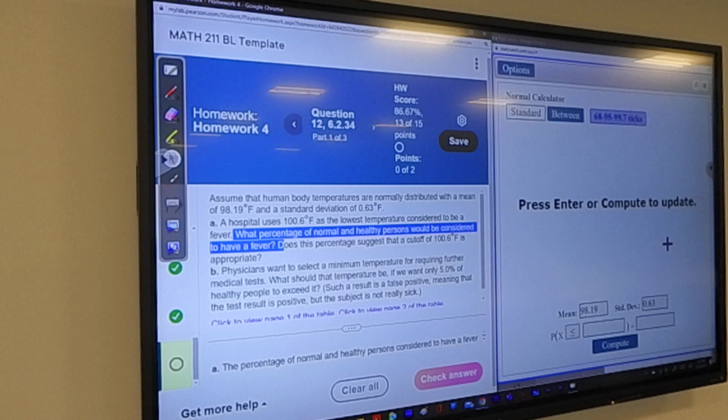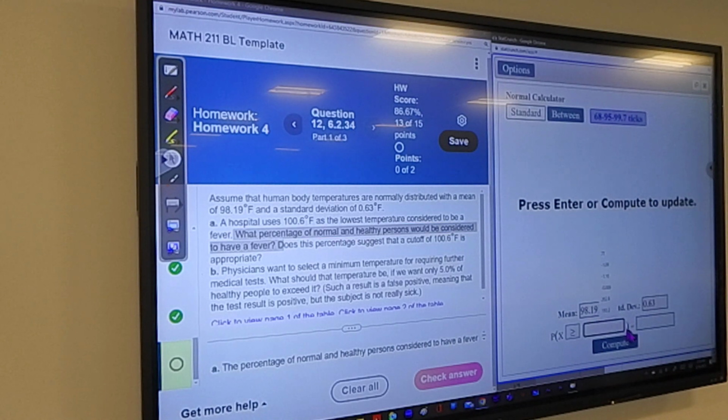What percentage of normal and healthy people would have a temperature greater than 100.6? That's the question. So I put in greater than 100.6. You want to put 100.6 here? No, the area won't go bigger than 1. Put 100.6 there. Yeah, that's the event.